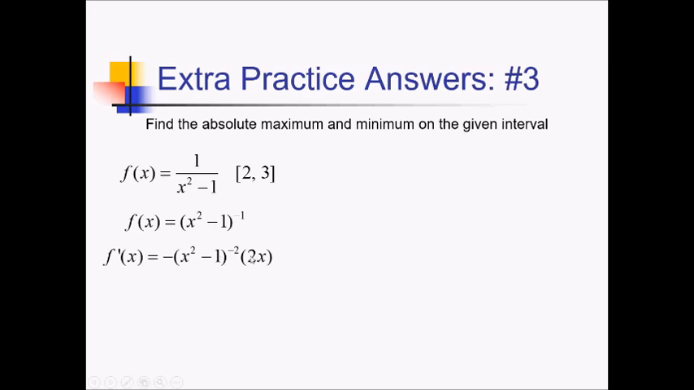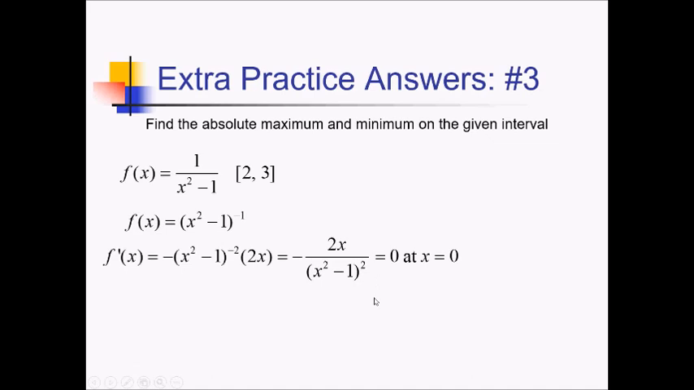And I'm actually going to rewrite this just so I can solve it a little bit more easily, because in a moment I'm going to set this equal to 0. So I can write this as 2x over x squared minus 1 to the second power, all of that in a negative fraction. So now, setting this equal to 0 and solving for critical values, I see that this is going to equal 0 wherever the numerator 2x equals 0. So that's going to happen at x equals 0.